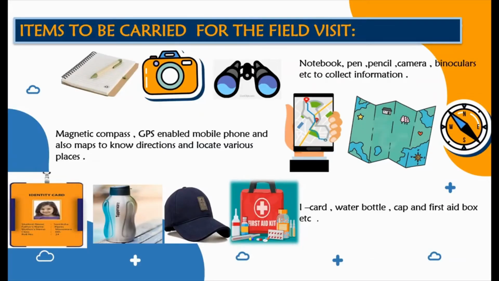So students, the items which we will take with us for the field visit or a field trip are notebook, pen, pencil, camera, binoculars, etc. to collect information, magnetic compass, GPS enabled mobile phone, and also maps to know directions and locate various places, ID card, water bottle, cap, and a first aid box are a must, Ziploc bag for collecting samples, carrying a questionnaire and information booklet about the place to be visited, carry some bags to discard any trash.